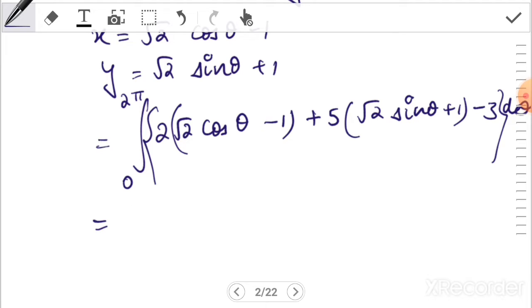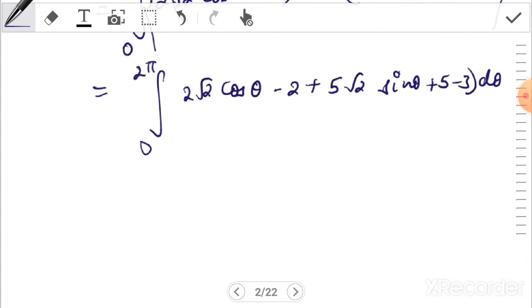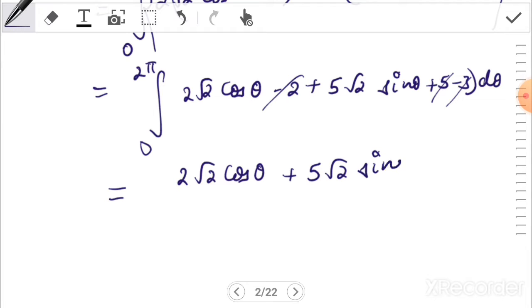Now, integral 0 to 2 pi of 2 root 2 cos theta minus 2 plus 5 root 2 sin theta plus 5 minus 3 d theta. Now let us evaluate. So we have plus 5 minus 5, which is 0, so we have the integral of 2 root 2 cos theta plus 5 root 2 sin theta d theta, from 0 to 2 pi.